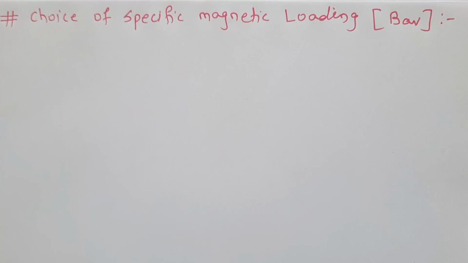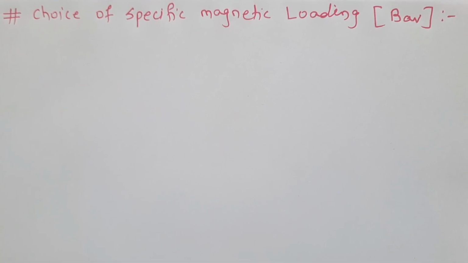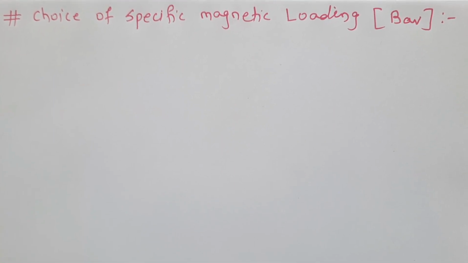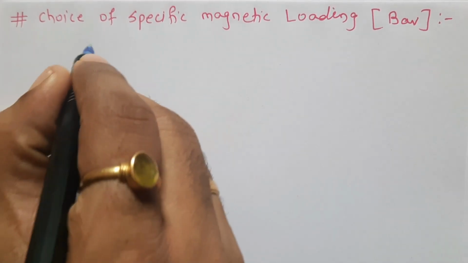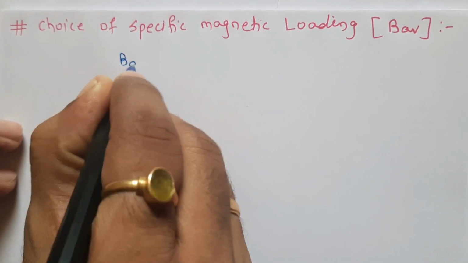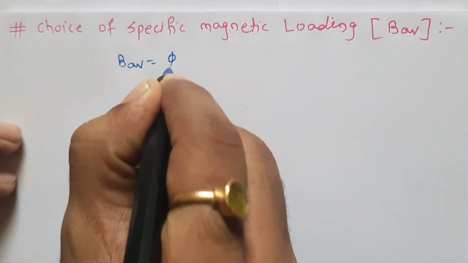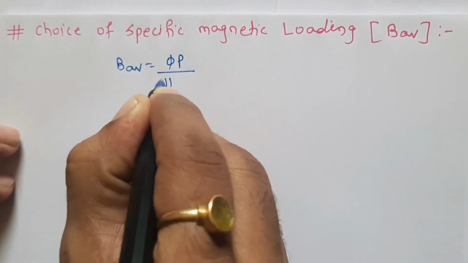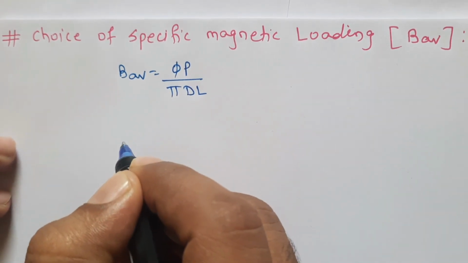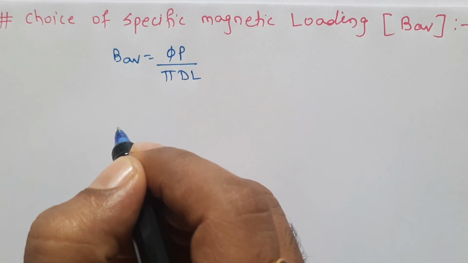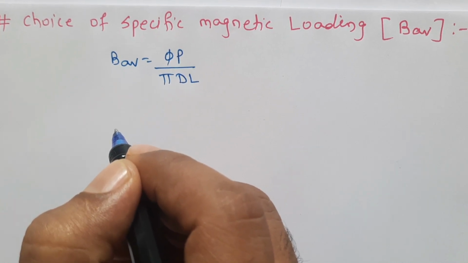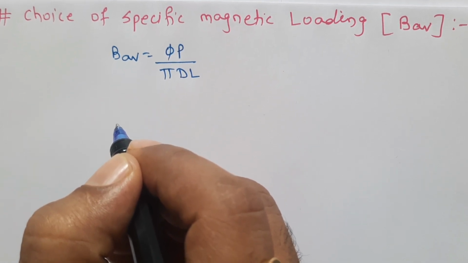Hello friends, today we are going to discuss choice of specific magnetic loading, that is BAV. We already discussed what BAV is in our earlier video. BAV is nothing but total flux in the air gap divided by area of flux in the air gap, that is BAV is equal to phi p divided by pi dl. While selecting BAV, the following factors should be considered.